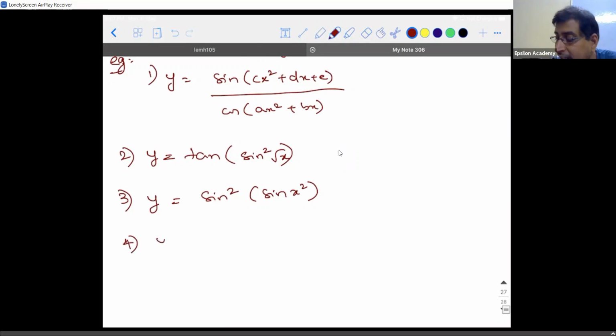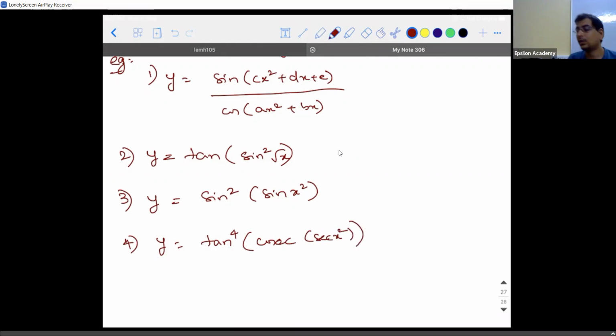Fourth, y is equal to tan power 4 into, or let's take another function, tan power 4 into cosecant of secant x. Okay, try these problems, you will definitely enjoy it. In tomorrow's class, first we'll start with these problems, then we'll go to the next exercise.